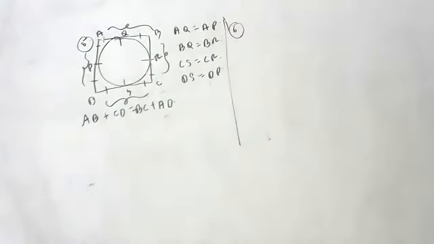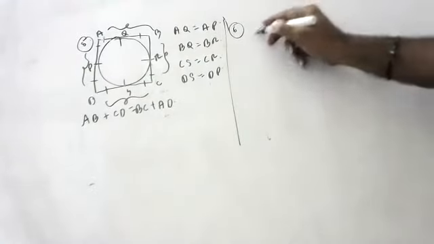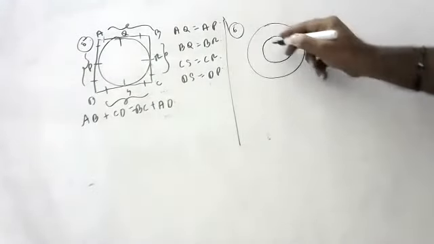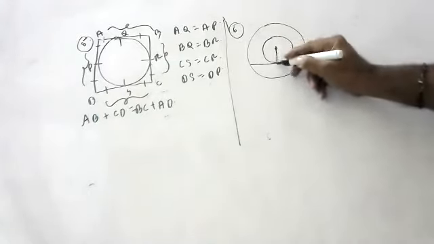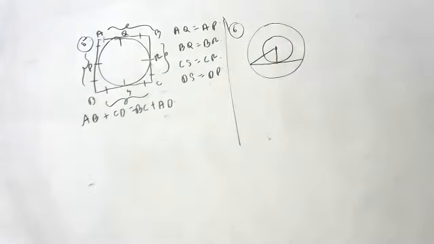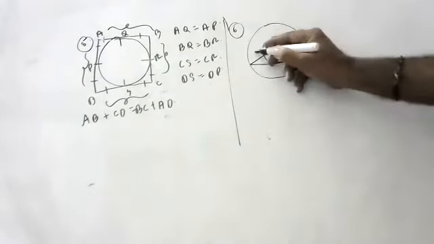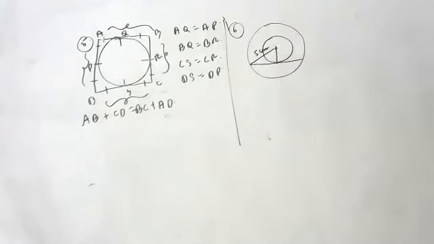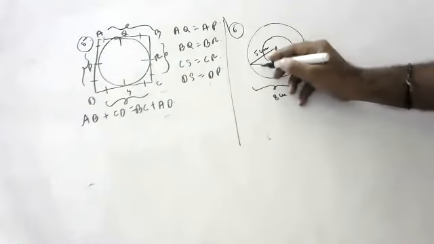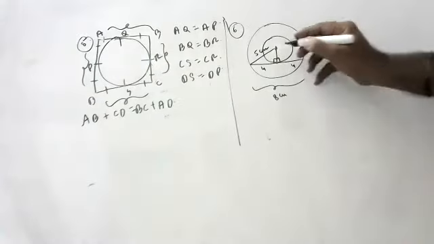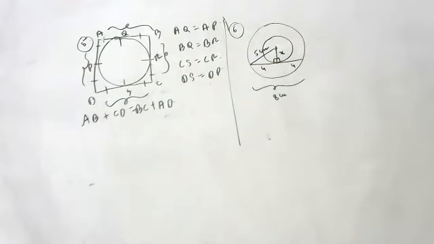Sixth question. Out of two concentric circles, the radius of the outer circle is 5 centimeters. Two concentric circles means they have a common center. Like this it will come, children. The radius of the outer circle is 5 centimeters, and the chord length is 8 centimeters. The perpendicular from the center bisects the chord, so it becomes 4. What is the radius of the smaller circle?